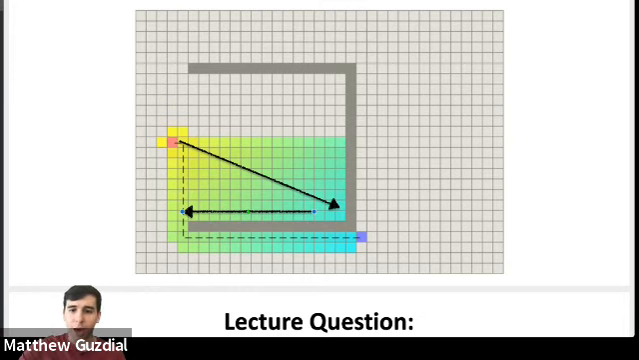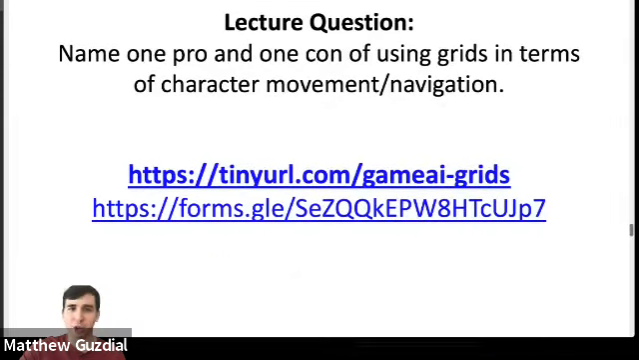Okay, with that, here is our first lecture question. I want you to name one pro and one con of using grids in terms of character movement or navigation.